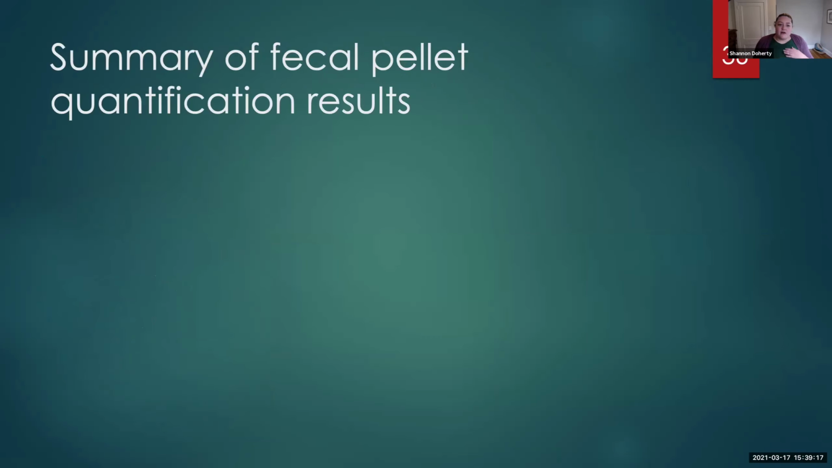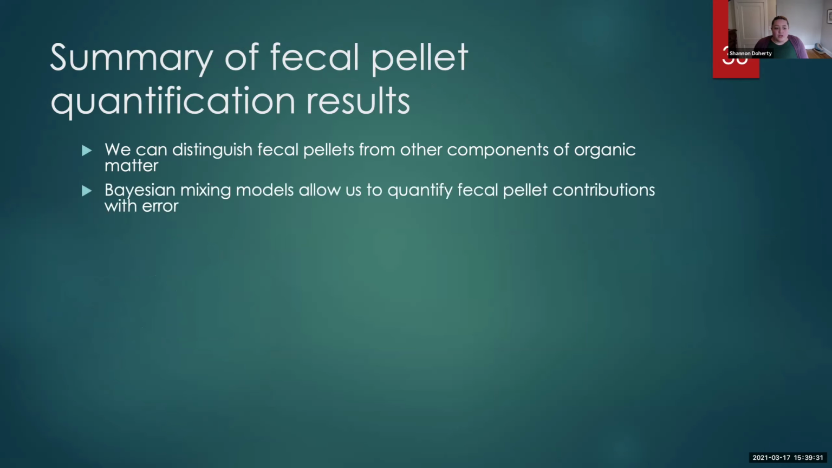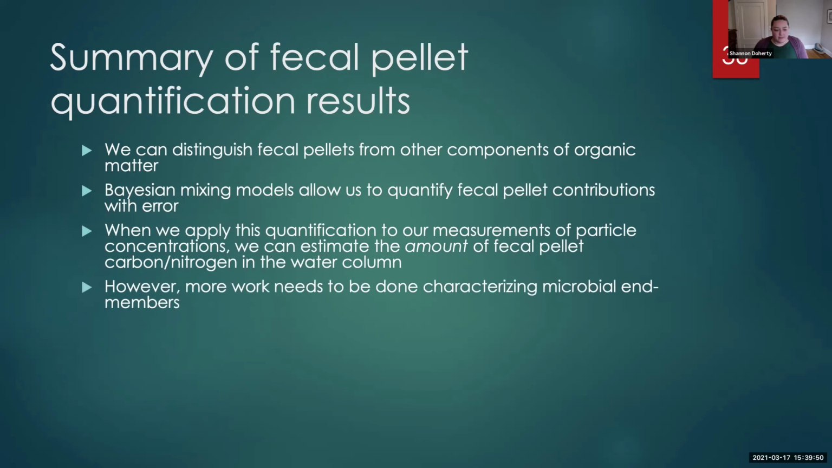So, a summary of our fecal pellet quantification results from this study. We can distinguish fecal pellets from other components of organic matter using the two amino acids, alanine and threonine, delta 15N values. Bayesian models can allow us to quantify fecal pellet contributions and provide an error associated with that estimate. We can apply this quantification to our measurements of particle concentrations and get an amount of fecal pellet carbon and nitrogen estimate for the water column, which is also amazing.